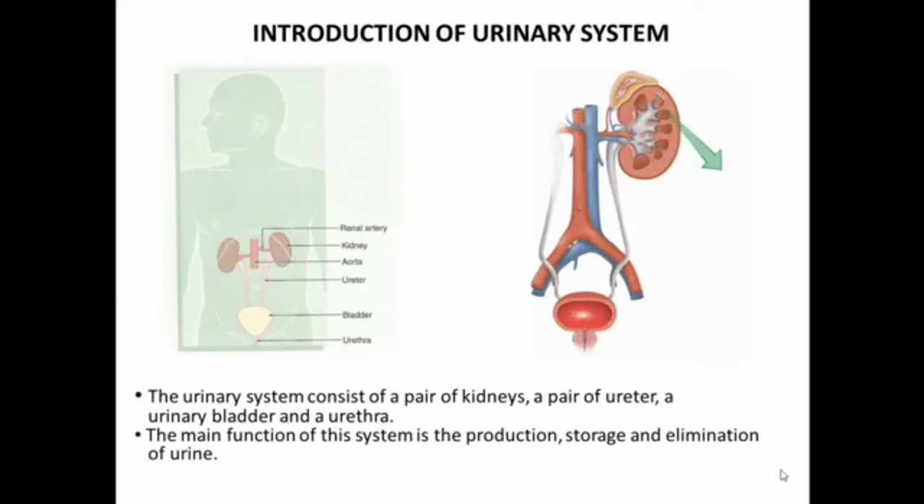Now the introduction of the urinary system. We all know that the urinary system consists of a pair of kidneys, a pair of ureters, a urinary bladder, and a urethra. The main functions of this system are the production, storage, and elimination of the urine. The definition of the urine: it is a fluid. The main component is water, but the waste products of the body like urea, creatinine, ammonia, uric acid, etc., are present in the urine.